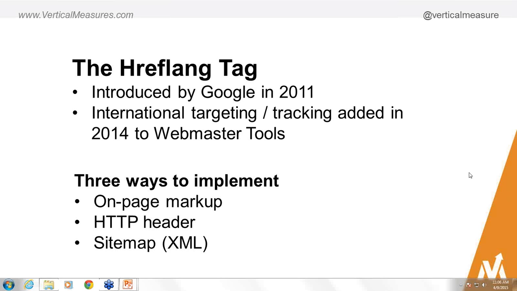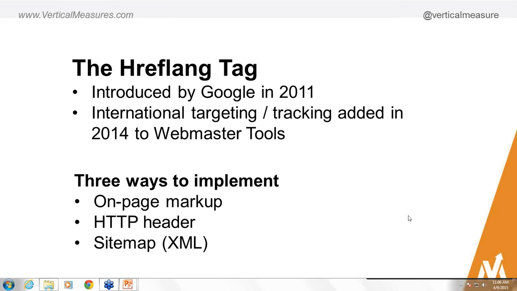You have three options for implementing hreflang: on-page markup in the header, in your HTTP header, or the sitemap, where you would include all language variations of a URL. You only need to choose one of these options, so choose whichever is most convenient to you and your web dev team. The hreflang tag has been around for more than 3 years, so it's not new, but it really does seem that Google is starting to make a push to increase support for hreflang in recent years.